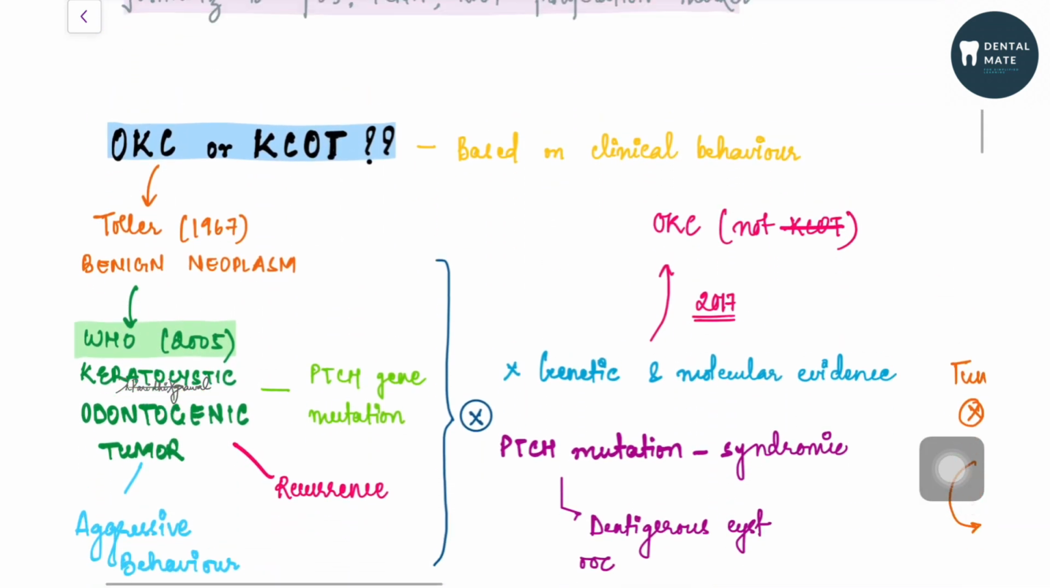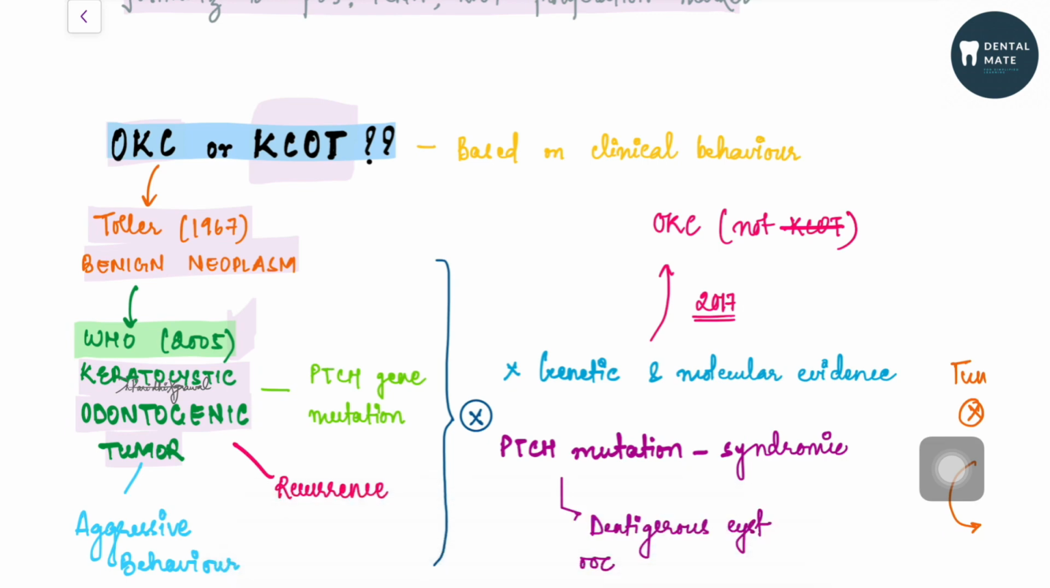Next. You must have heard that OKC, or odontogenic keratocyst, has been referred to as KCOT, which is keratocystic odontogenic tumor, numerous times. This is based on the clinical behavior of the odontogenic cyst. It was first in 1967 when Toller gave his view that OKC should not be treated as a cyst, rather it should be considered as a benign neoplasm. After which, in 2005, WHO classified OKC as keratocystic odontogenic tumor.